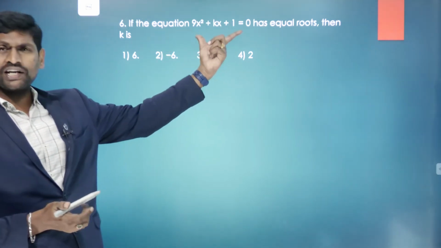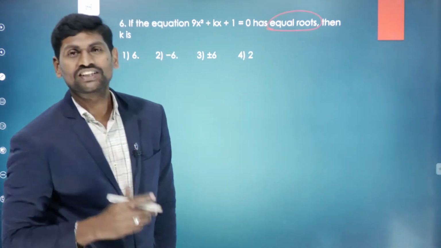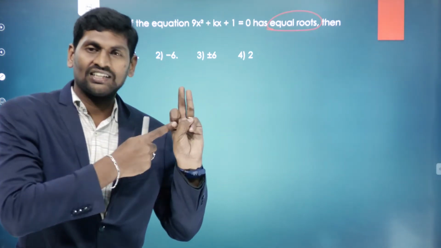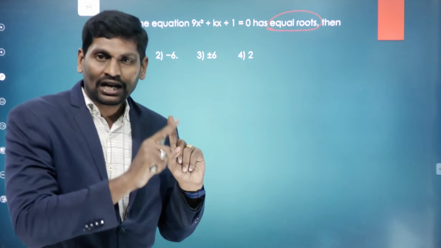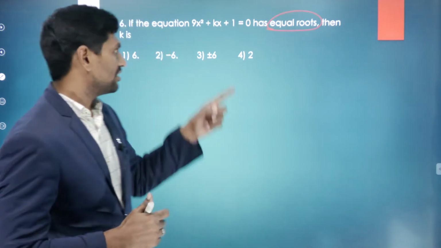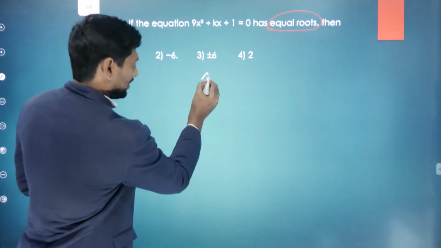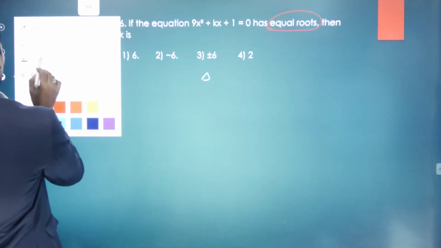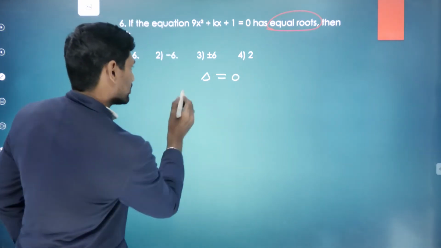Equation is given, again a quadratic equation, equal roots. What is the condition for equal roots? Three conditions. Delta greater than 0, equal to 0, less than 0. Greater than 0 means rational and different roots, not equal roots. Only equal to 0 gives the equal roots. So again we are using the discriminant concept. So delta value is 0 according to the condition. Delta is nothing but the discriminant. We know that b square minus 4ac.